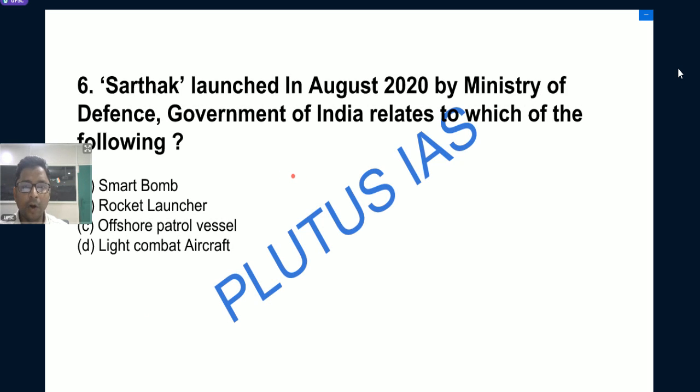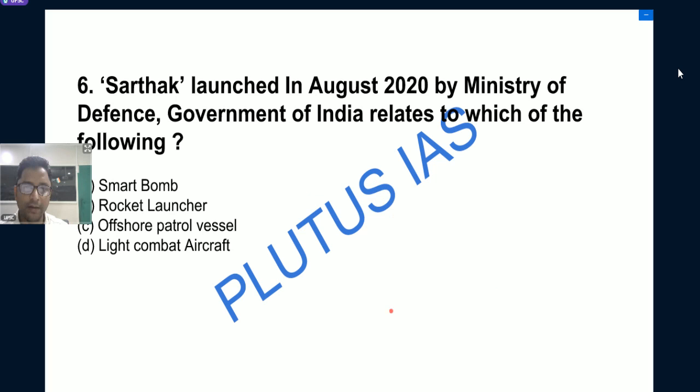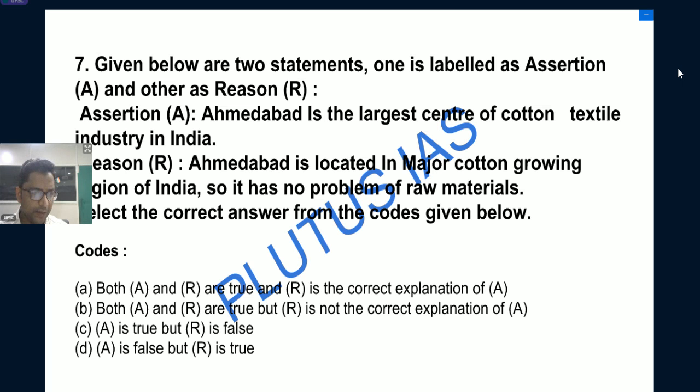Next, Sarthak, launched in August 2020 by the Ministry of Defence, Government of India, relates to which of the following? Now Sarthak is an offshore patrol vessel. Okay, it has been designed and developed by Goa Shipyard Limited. ठीक है, गोवा शिपयार्ड लिमिटेड ने बनाया है सार्थक, जो कि है एक ऑफशोर पेट्रोल वेसल. ठीक है. The next question is question number 7.